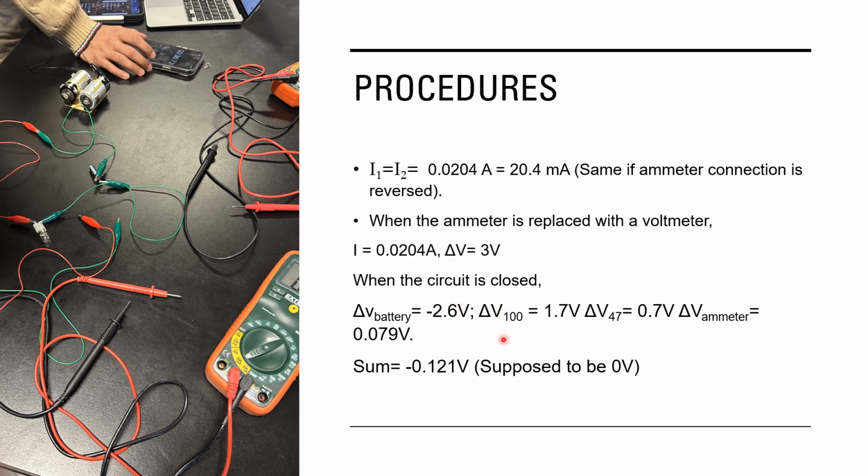circuit. When the circuit was closed, the change in voltage across the battery was recorded to be negative 2.6 volts. The change in voltage across the 100 ohm resistor was recorded to be 1.7 volts, while the change in voltage across the 47 ohm resistor was recorded to be 0.7 volts. Change in voltage across the ammeter was recorded to be this. The sum of these changes in voltage was recorded to be negative 0.12 volts, which is supposed to be 0 volts, but since we neglected the presence of resistance across the wire, our results were not ideal.